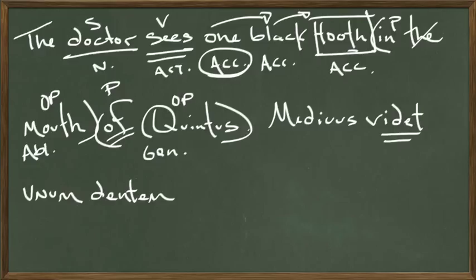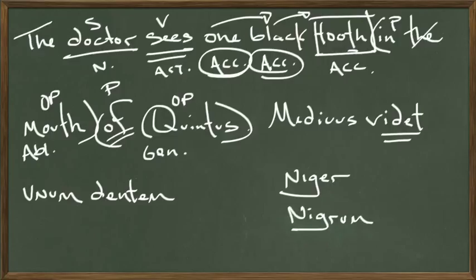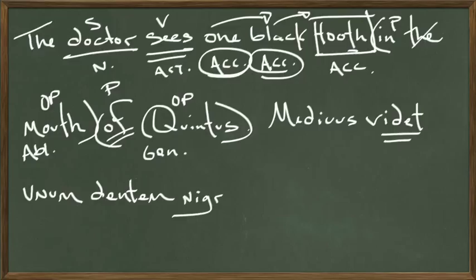Now we need black. I may be making a mistake here. I need to remember. Okay, so dentem is masculine. So black in the accusative. Well, first of all, black is niger. And in the accusative, black is nigrum. Alright, so let's erase that. And we'll put nigrum over here. So we have medicus videt unum dentem nigrum. Now, he sees this one black tooth in the mouth of Quintus.